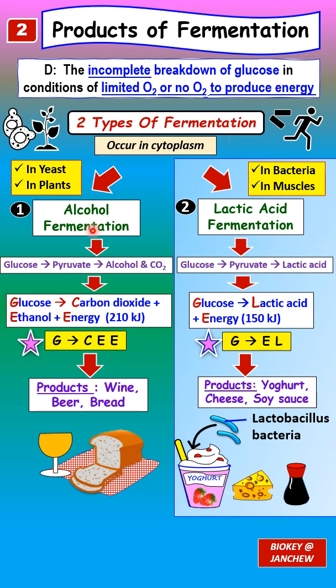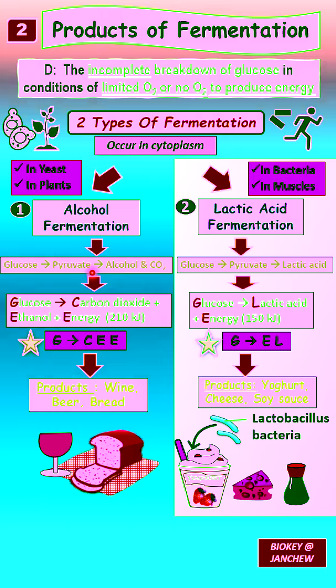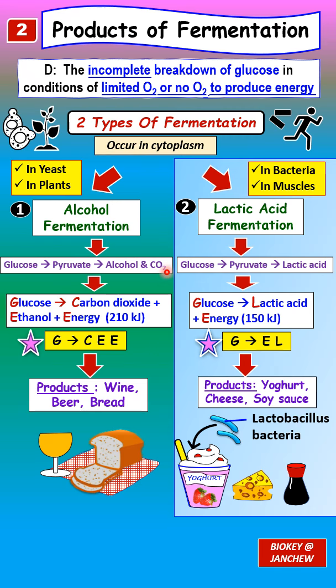Firstly, there's alcohol fermentation. It occurs in yeast and in plants in waterlogged soil. The glucose is broken down into pyruvate, and the pyruvate is then broken down finally into alcohol and carbon dioxide. The equation is: glucose is broken down to form carbon dioxide and ethanol and energy. 210 kilojoules of energy are released per mole of glucose.